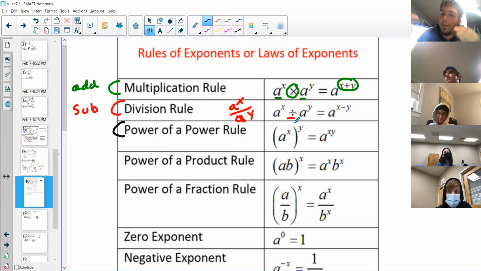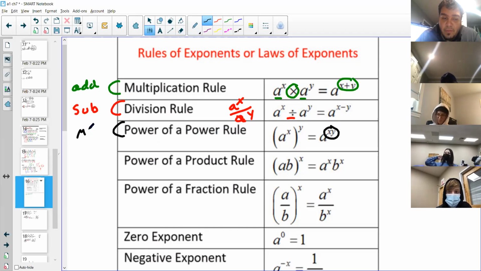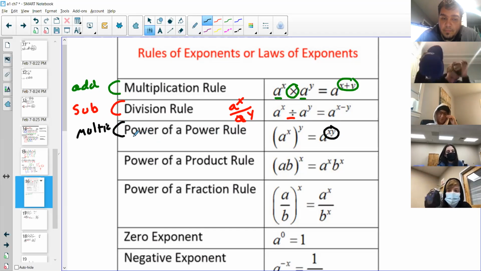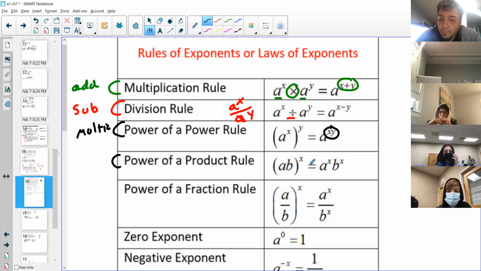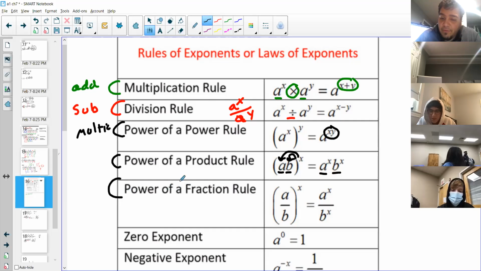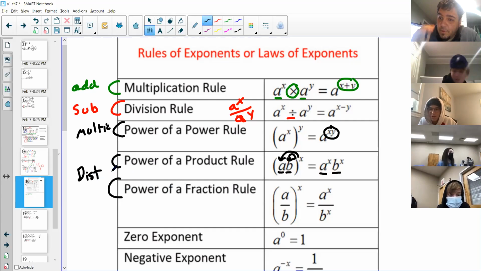Power to the power, so you have a power on top of another power, that's going to be multiplication. Now, power of a product, what is occurring here is that because they're being multiplied, you're allowed to distribute the power to everything. So then a to the x gets it and b to the x gets it. This is also true for the power of a fraction rule. These both let you distribute, okay? So you could distribute the exponent to everything here.